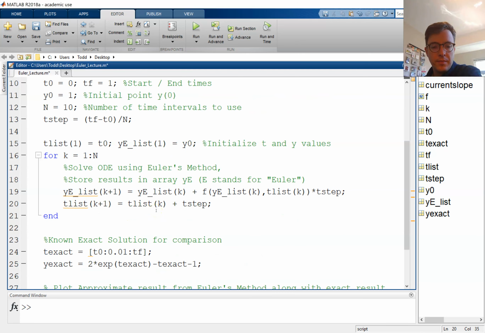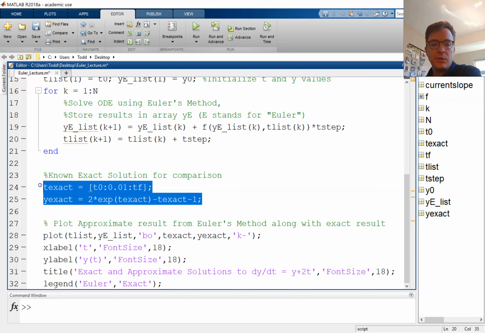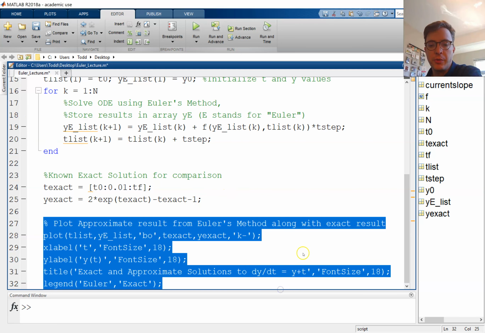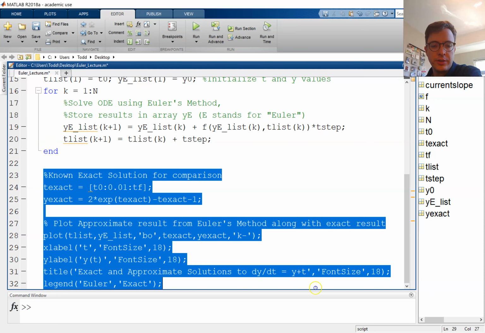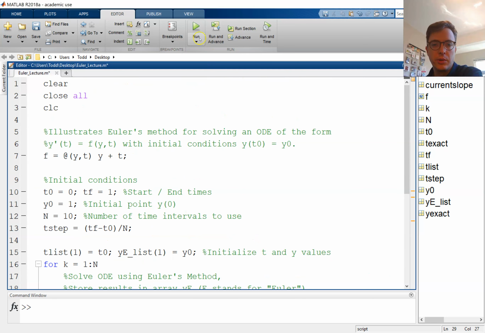Now, what I have down here is the exact solution, which I will plot along with the numerical solution. And this down here is just code for making that plot. Okay, so all this stuff down here is just making the plot of the numerical solution and the exact solution. So let me run it and show you what it looks like.